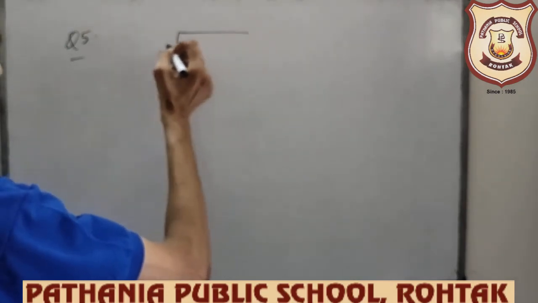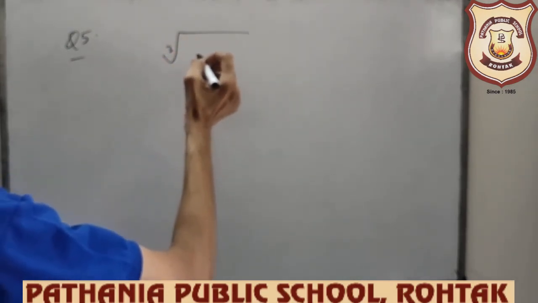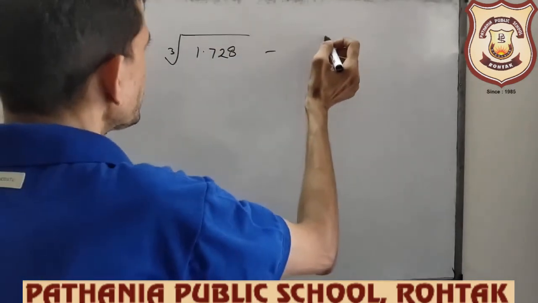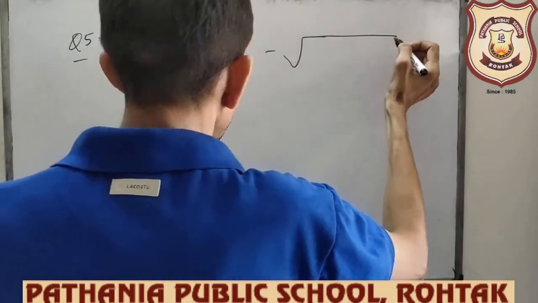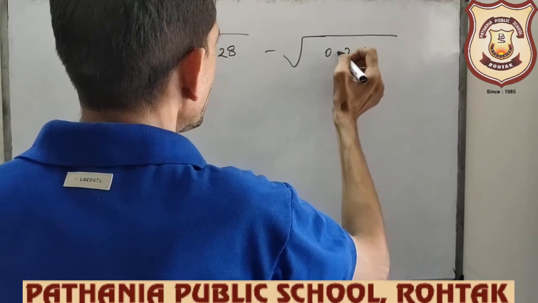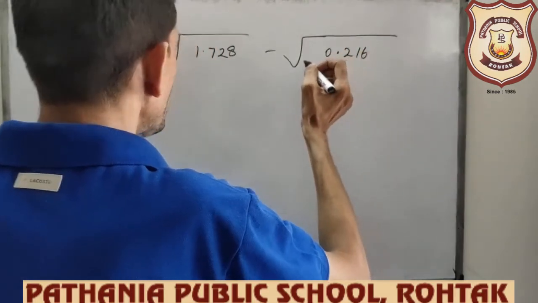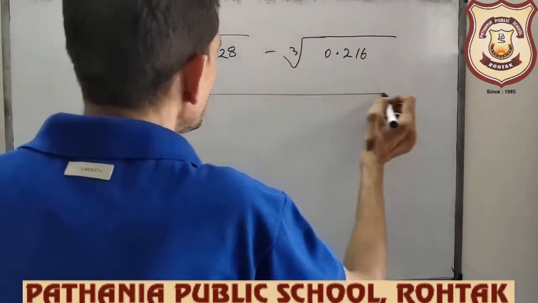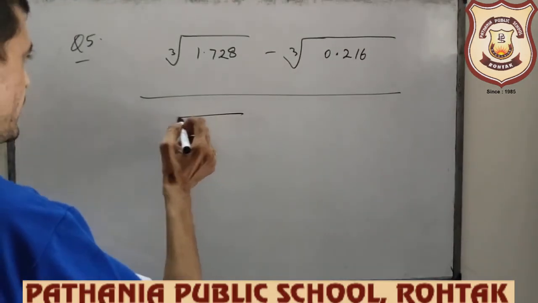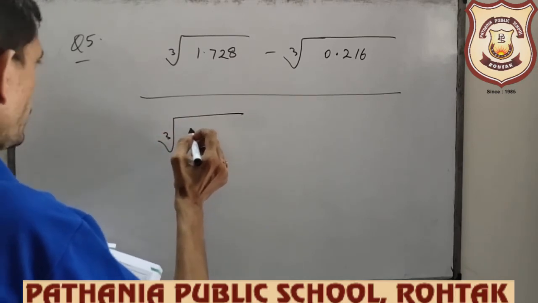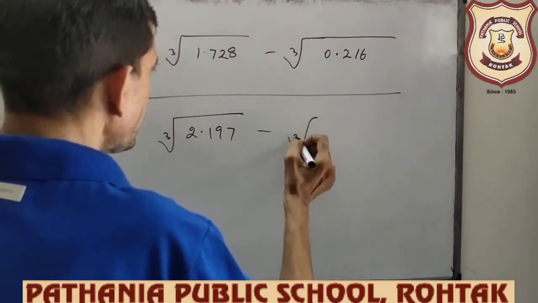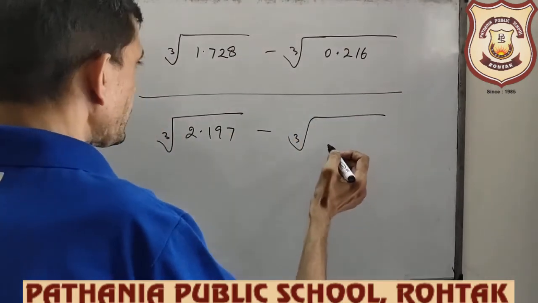Calculate this in fraction. What is this? Cube root of 1.728. And if possible, children, you should learn all the cube roots, just like the cube of 8, the cube of 7, cube roots also. 1 to 20, so remember the cube roots and also the cubes. The cube root of 2.197 minus the cube root of 0.343.